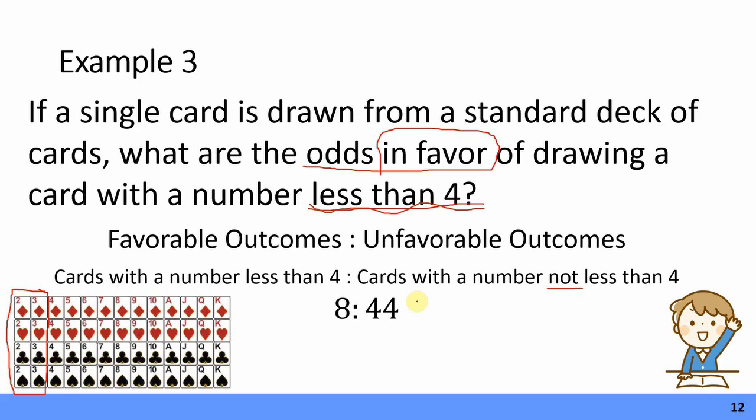Here we notice that both the 8 and the 44 can be divided by 4, so you're expected to do so. So 8 to 44 simplifies to 2 to 11. Again, just like you do with fractions, you are going to have to simplify your ratios. So 2 to 11 would be my answer for this problem here.